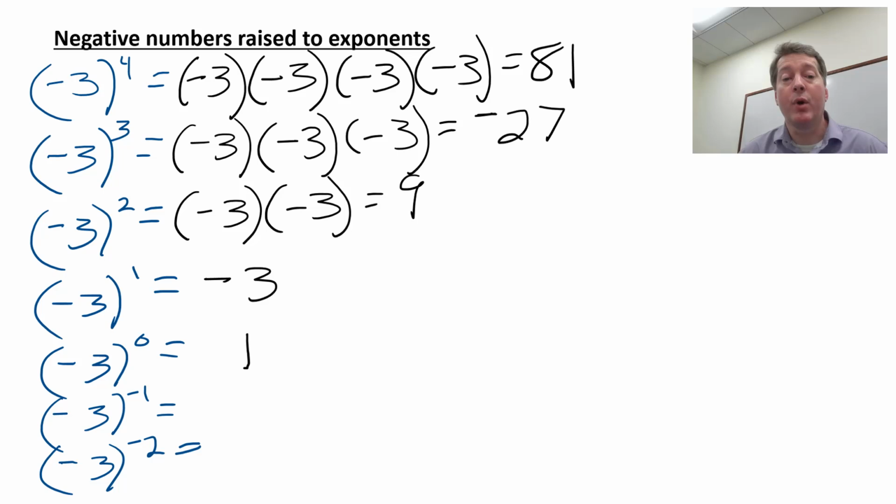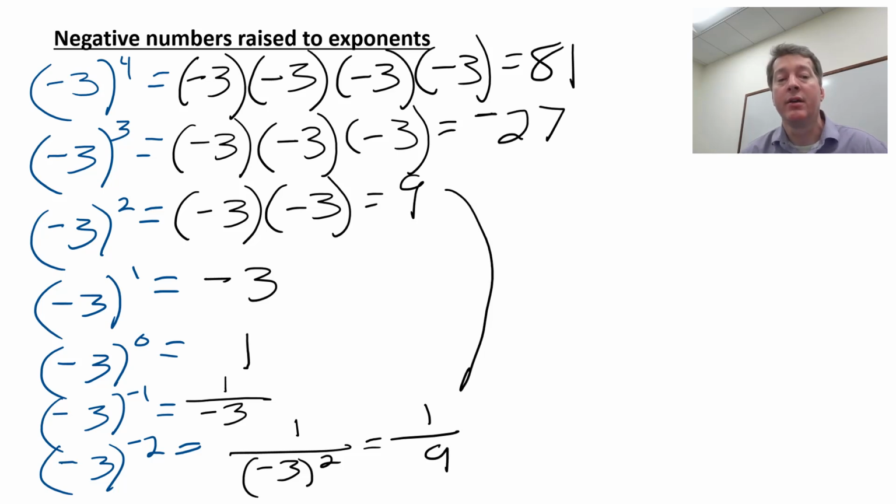Negative 3 to the negative 1, that's 1 over negative 3 to the positive 1. It's just 1 over negative 3. How about negative 3 to the negative 2? Well, that is 1 over negative 3 to the positive 2. Negative 3 squared, so that is 1 over 9. And so here again, negative 3 to the negative 2, that is the reciprocal, the flipped over version, of negative 3 to the positive 2. So you want to be on the lookout for this.